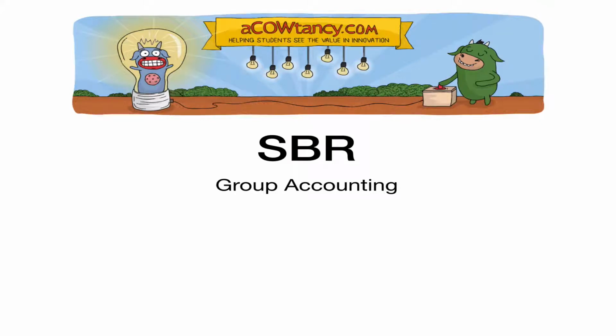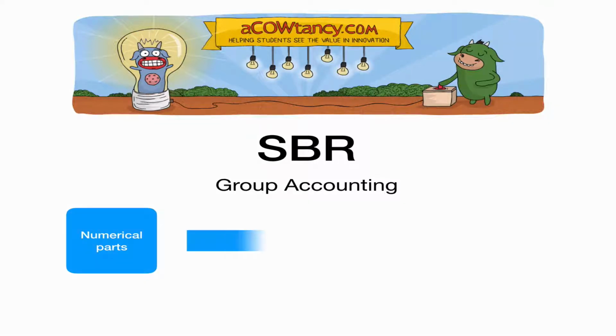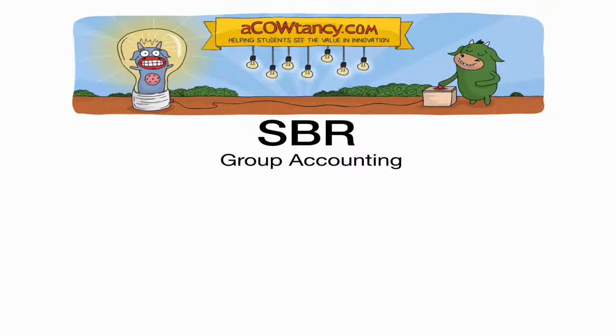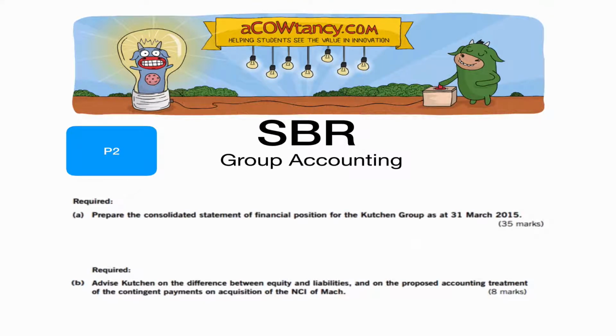Now let's have a look at group accounting then. Now the group accounting questions, there will, as always, be some numerical parts. But with SBR, you're going to have to do a lot more discussing and explaining of the numbers in those numerical parts. So, whereas in P2 you get a question like this, prepare the consolidated financial position for Cutchin.